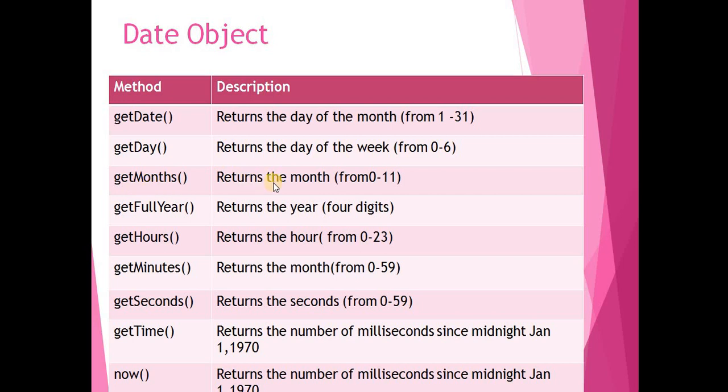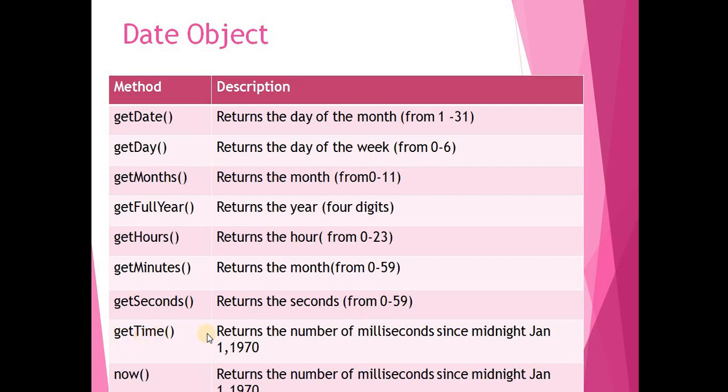Next, getMonth. It is going to give you the month, 0 will be January and December will be 11. getFullYear. It is going to return the year in 4 digits. getHours. It is going to return the hours from 0 to 23. getMinutes. It is going to return the minutes from 0 to 59. getSeconds. It is going to return the seconds from 0 to 59.